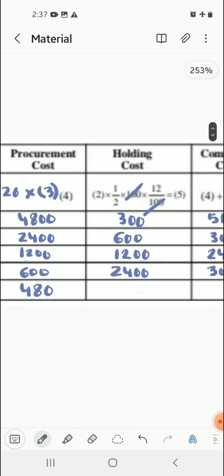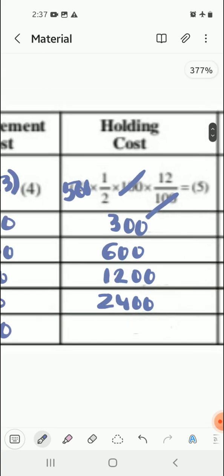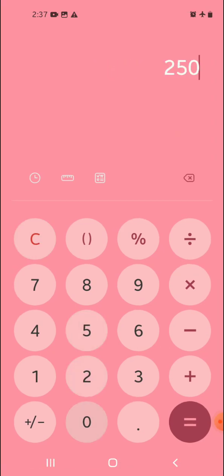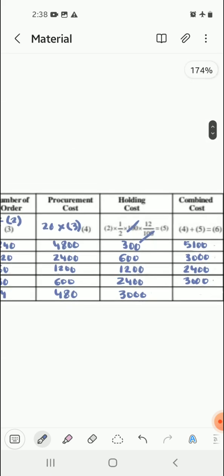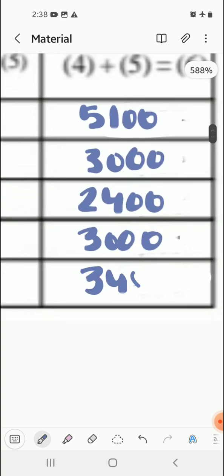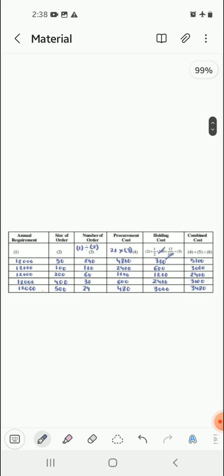Now we are going to take the holding cost again. Over here this time my size of order is 500. So 500 divided by 2, we get 250. So 250 into 12, we get 3000. So we're going to write 3000 here. Now combined cost will be the summation of 480 and 3000, so 3480.